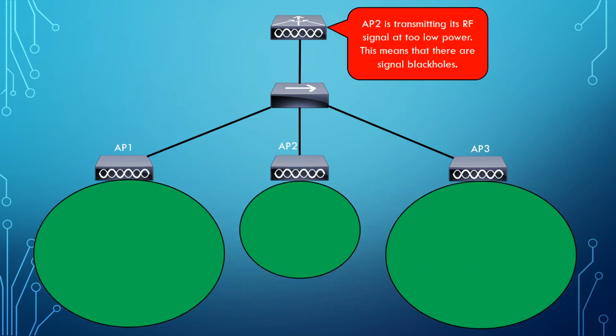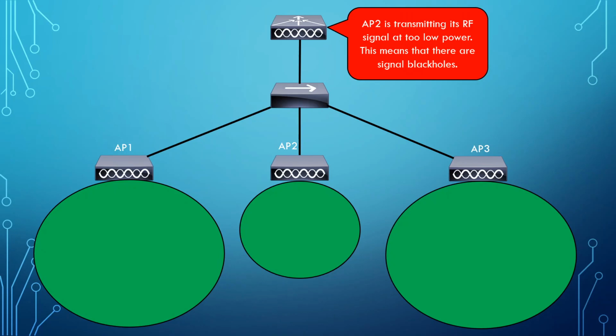Now let's have a look at how a wireless LAN controller can actually control the transmission power of the APs. So in this case, AP1, 2, and 3 again. The wireless LAN controller knows that for some reason AP2 is transmitting its RF signal at too low a power, which means that there are signal black holes. Again, signal black holes are certain parts in our environment, in our office, or let's say in the conference center, in the airport, where there's no wireless signal. Because there's no wireless signal, we cannot communicate on the wireless network.